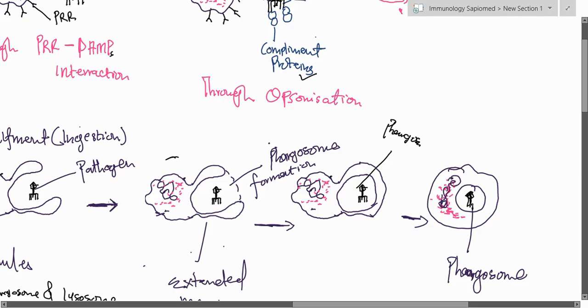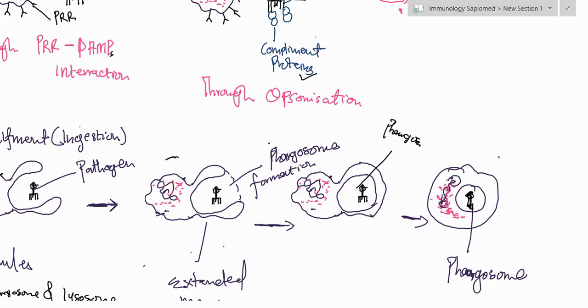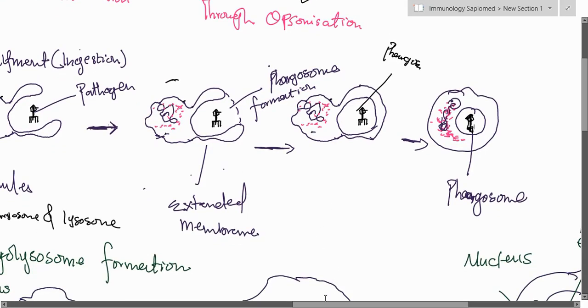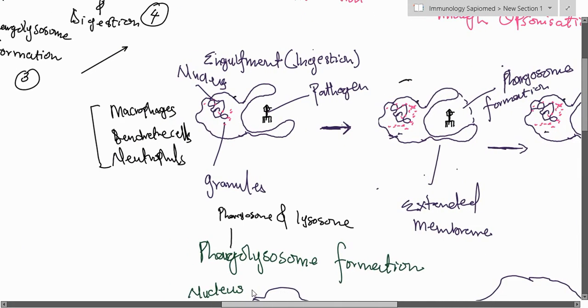So that is the first stage. That is the engulfment stage. So the cell membrane of the WBC throws itself around the pathogen. It circles it or engulfs it to form what we call a phagosome. So that is the engulfment or the ingestion stage. Now, our next stage is going to be the phagolysosome formation.